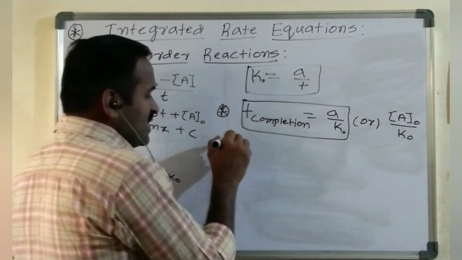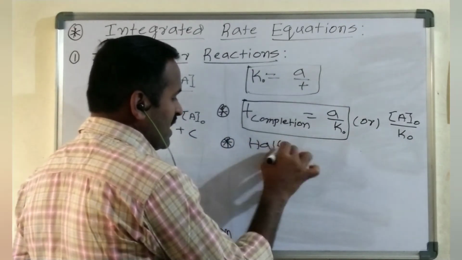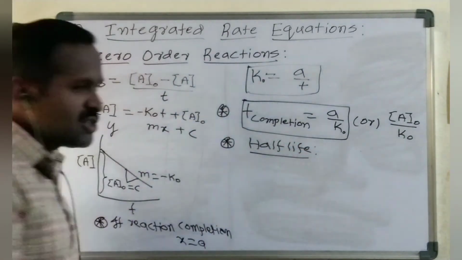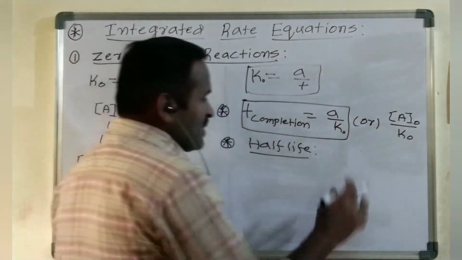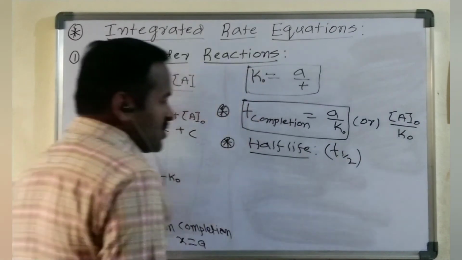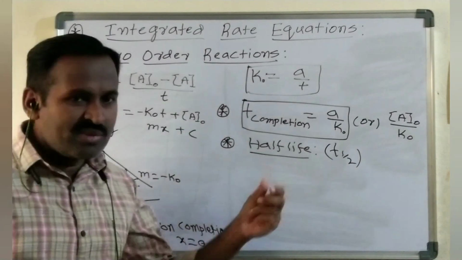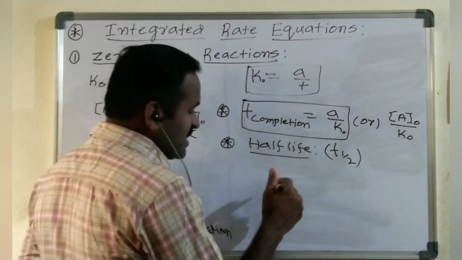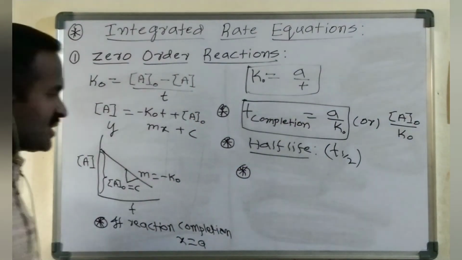Okay, and the other one here is half life. Half life is nothing but the time required to complete 50% of the reaction. Generally it is represented by the symbol t half. The basic definition of half life is the time required to complete 50% of the reaction, which means the initial concentration has to be 50% consumed.